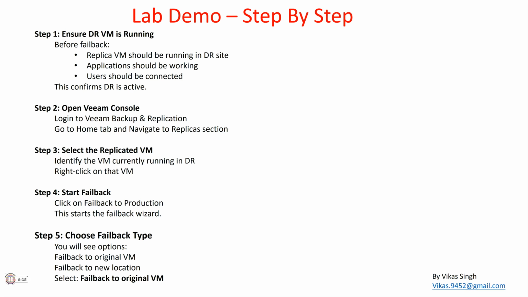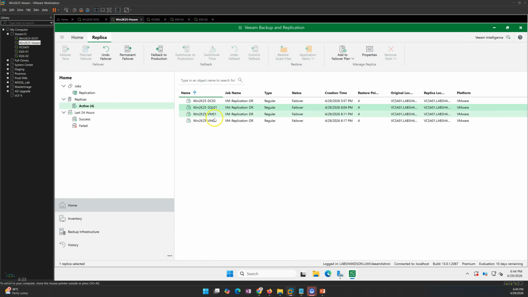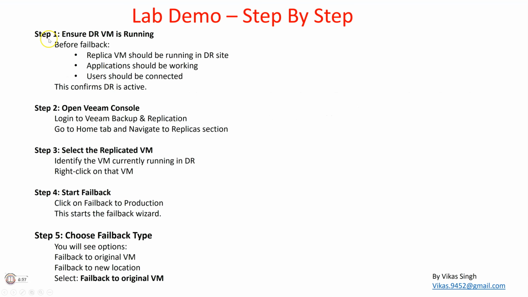So the very first thing, ensure your DR VM is running. Before failback, the replica VM should be running from the DR side and the application should be working. Users should be connected, and this confirms the DR is active. We have validated this in the last video, so everything is working fine from DR. This is a very initial step, but the most important step to make sure you are healthy on your DR side.